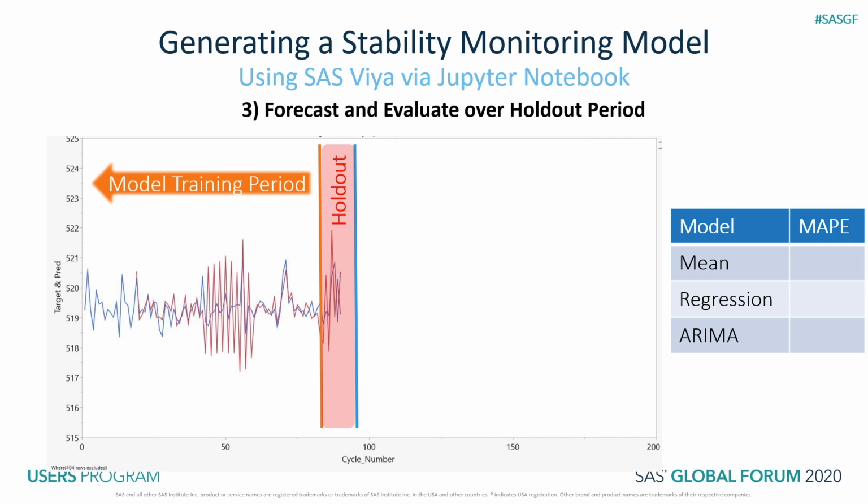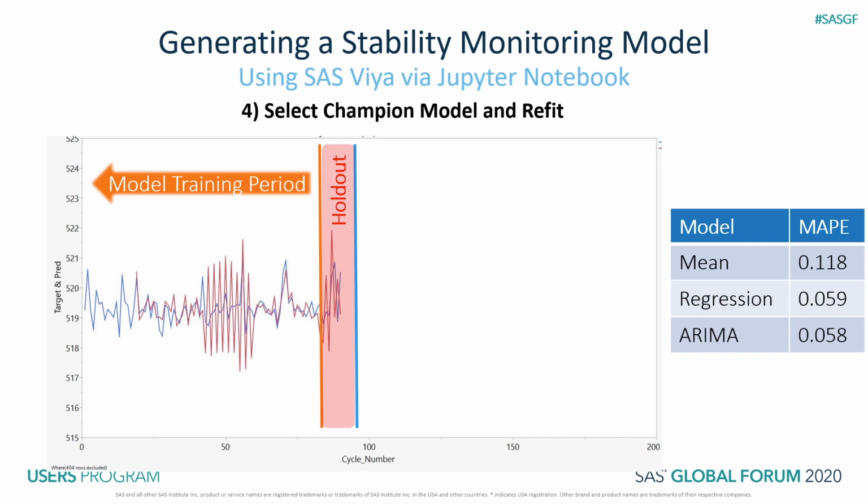So once we have the models and they've been created, we use the holdout period to determine which model method performs the best in predicting the target variable. In this particular case, we're using MAPE, the mean absolute percentage error, to determine how well that model performs during the holdout period. In this particular case, the ARIMA model is selected as the best one and is close to the regression model created. So the best model is selected and becomes the champion model.